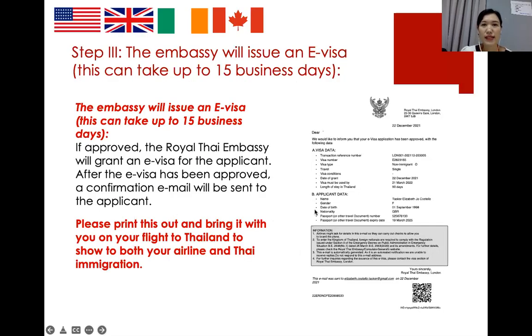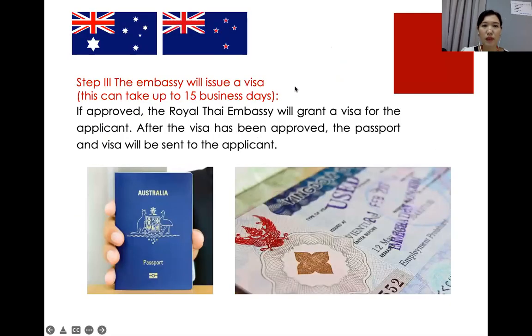And after the visa process and approved, it takes about 15 business days. So the e-visa will come as the paper like this. So please print it out and carry to Thailand as well. And for the people who apply manually, like Australia and New Zealand, the visa will put in your passport and look like this. So once you get the visa, both e-visa and the visa on your passport, please scan and send it to us.